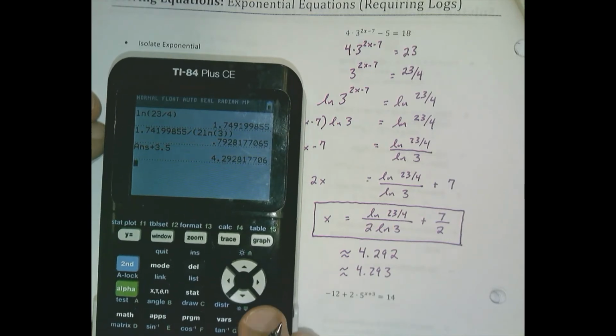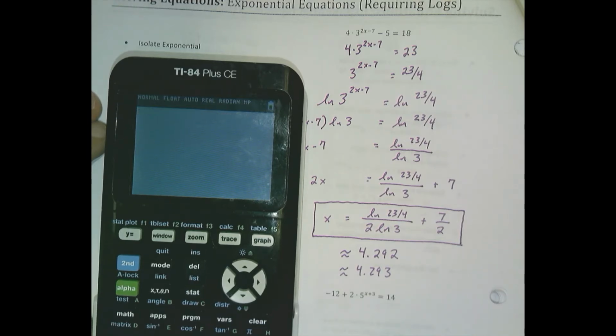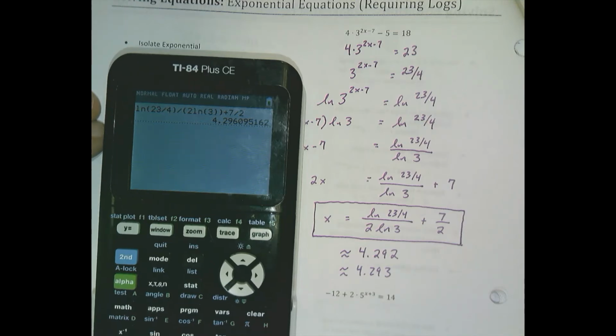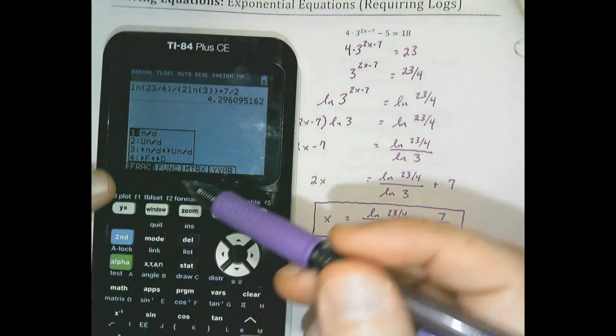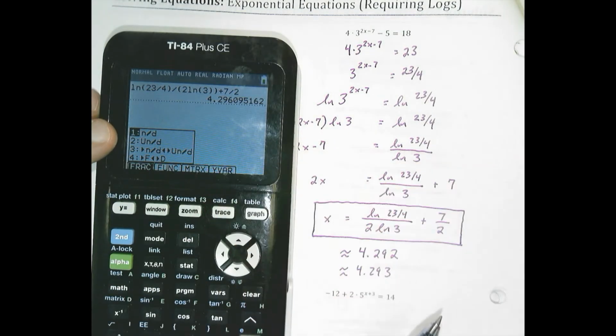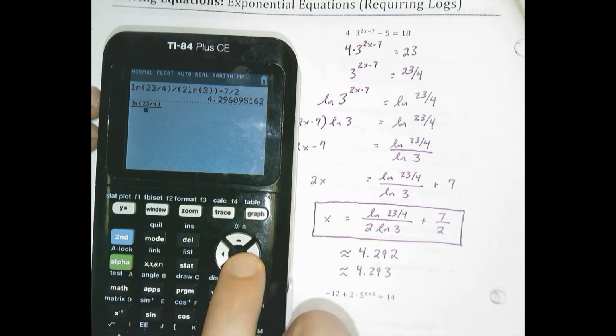Typing this all out in a singular line is possible. We could do ln of 23/4 divided by the quantity of 2 ln of 3 plus 7/2, and we get the same answer. For those who have the nicer graphing calculators, something else that's worth noticing is if you press alpha y equals, if we get that n over d expression, it's pretty nice because it creates the fraction bar for us. So it makes it easier to avoid parenthesis mistakes.